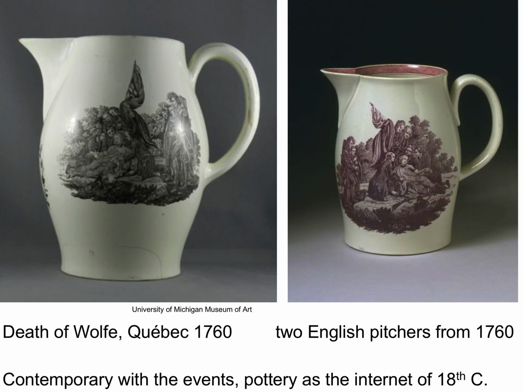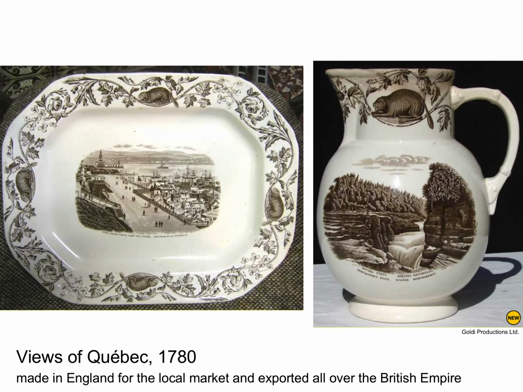And some of the most interesting are commemorative ware that are contemporary with the events depicted. Pottery as the internet of the 18th century. And here you have the death of Wolfe presented in two different scenes. And the death of Wolfe happened in Quebec City in 1760, and these objects would have been made just a few months to a few years after the event and distributed all over the English-speaking world at the time.